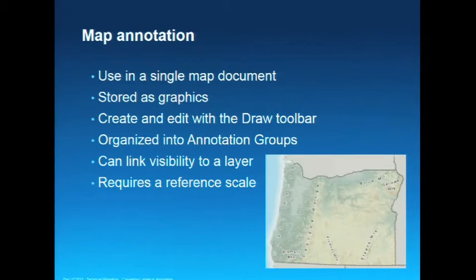So in the case of Oregon here, if I zoom out and I have a scale range on Oregon, I can set my labels to mimic that and disappear at the same time Oregon disappears.